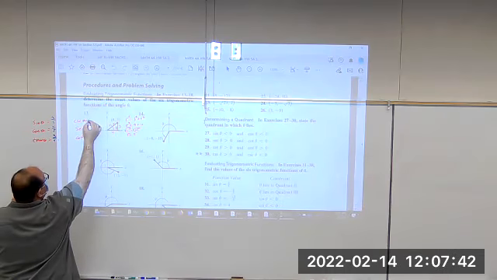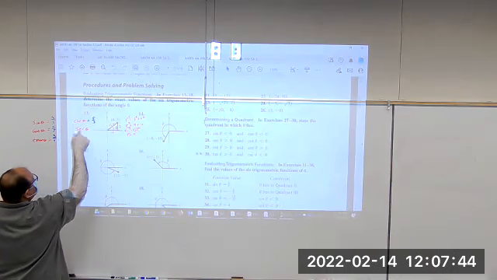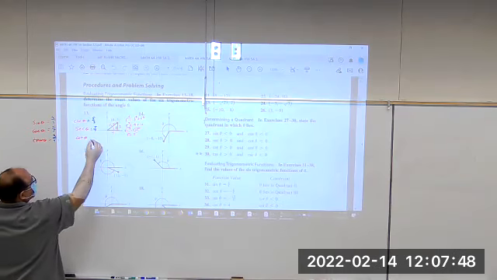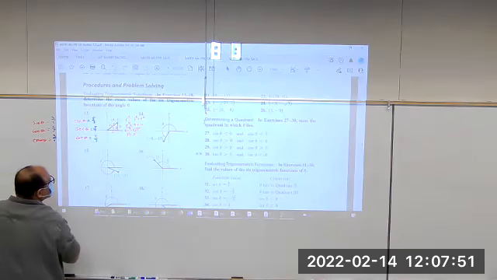Cosecant, flip over the sine, that's 5 over 3. Secant, flip over cosine, that's 5 over 4. Cotangent, flip over tangent, that's 4 over 3.